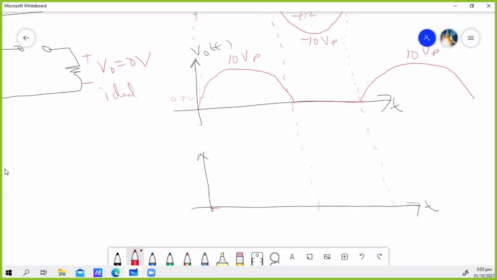Sa 0.7, project natin pababa. Ano kayang output natin sa 0.7? 0 pa rin, di ba? So 0 pa rin yan. Flat pa rin. Pagdating ng 0.8, doon pa lang siya mag-i-increase. Okay. Until ma-reach niya ang alin? 9.3 volts. Until bababa pa siya dito.